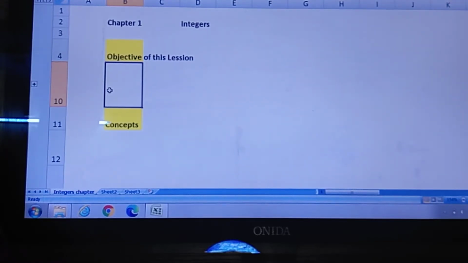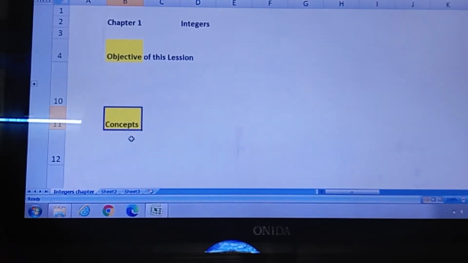This is the first chapter in maths. The first intention of this integers lesson is to understand the objective of the lesson, what you need to learn in this, and what concepts you should be aware of so that we can understand integers.